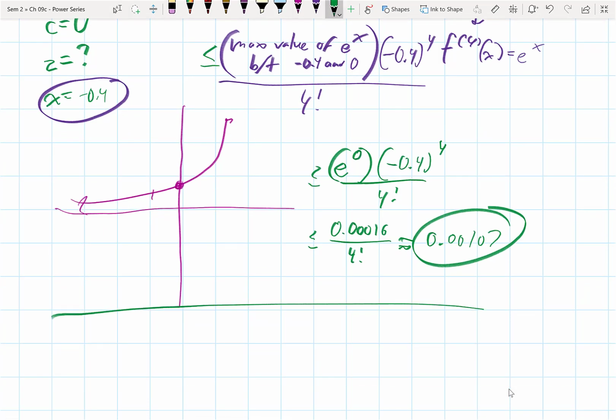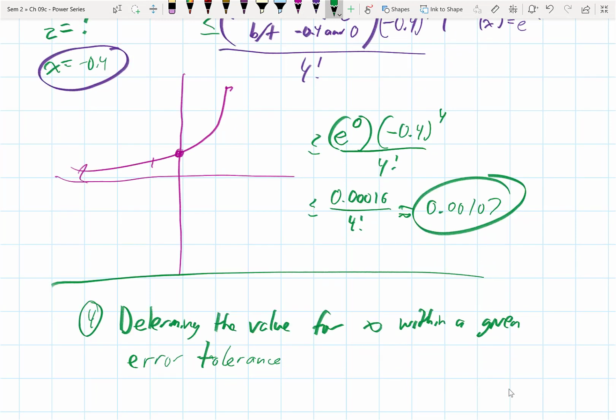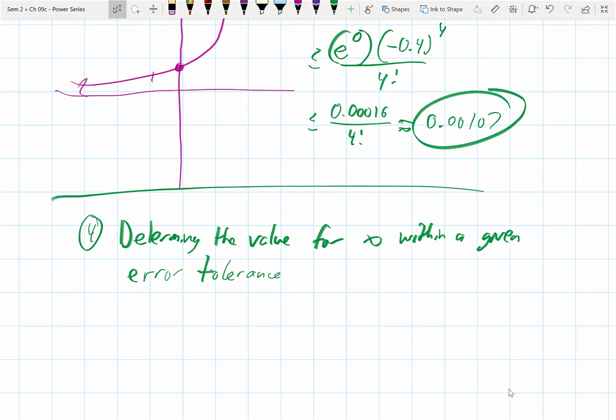Okay, next, number 4, the last one. Let's determine the values for x within a given error tolerance. Much like we did before. So within a given error tolerance, we're going to do the same type of curve.